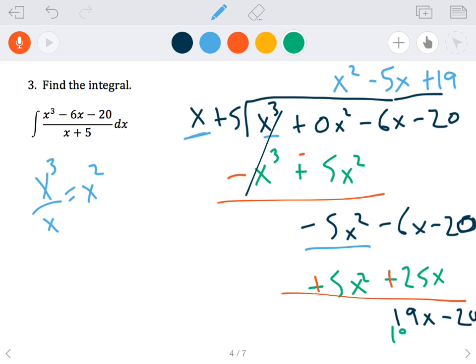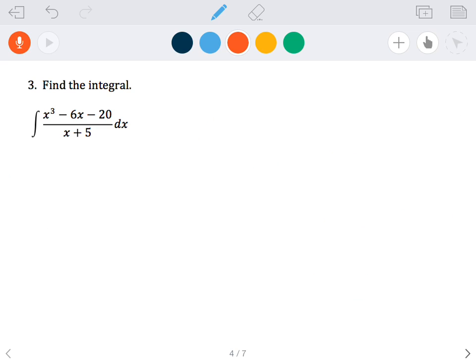Everything's fine. 19x. I found out one time that I could scroll on here, but I've never figured out how to actually make it do it. That obviously did not work. 19 times 5 is 95. Subtracting that line, so that's going to cancel out. Negative 20 minus 95 will give me minus 115. That's my remainder.